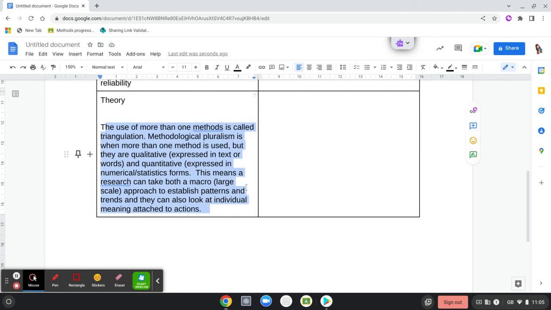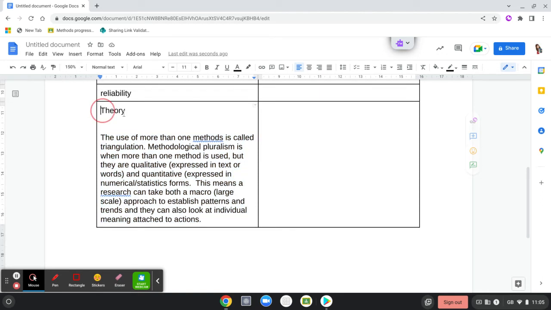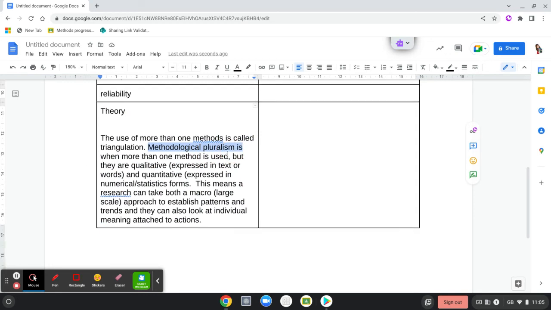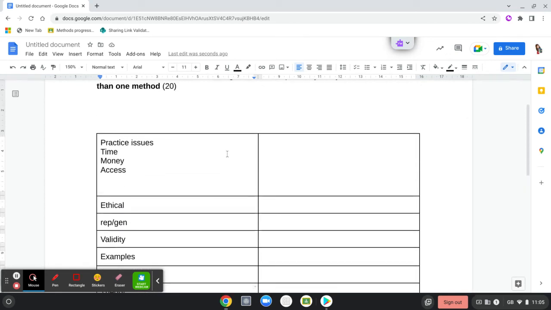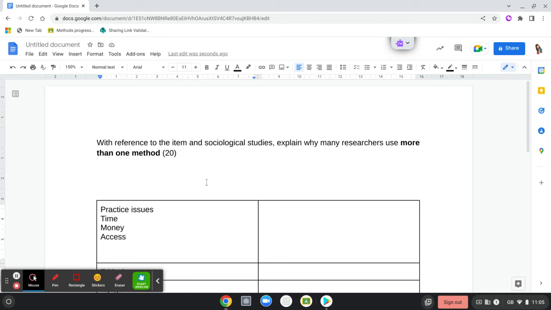Again, it pleases an examiner to see a definition because that's what they want to see. They know you would have read the mark schemes, and to start with theory. Also, they will be impressed you will have put methodological pluralism and triangulation, that you know what they are and you have used them. So then we're going to go to practical issues. Practical is always time, money, access. So unusual, but I'm going to go this side. The use of more than one method or triangulation. I'm going to keep using the question though, because it does say more than one method.